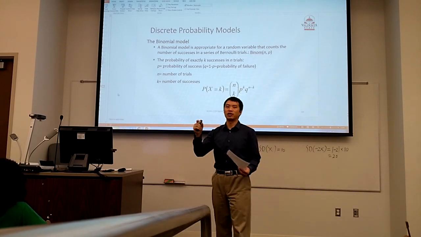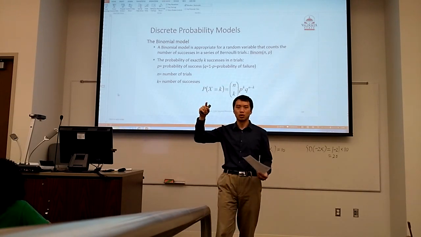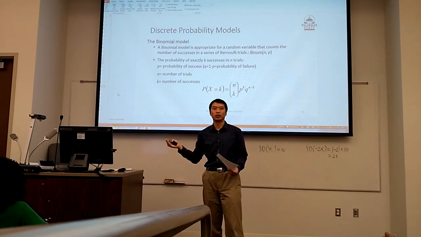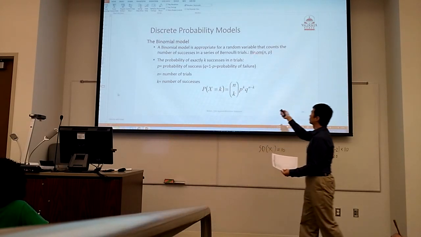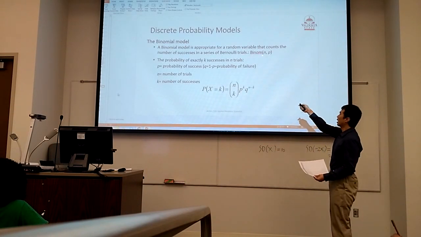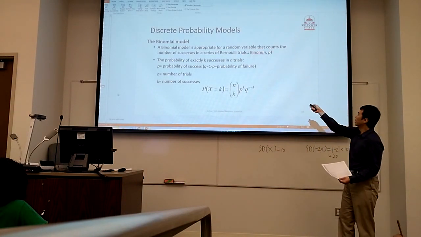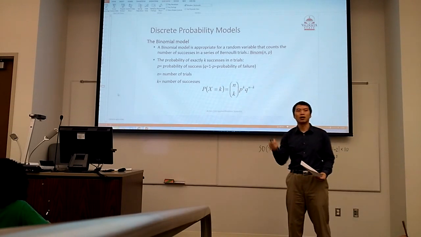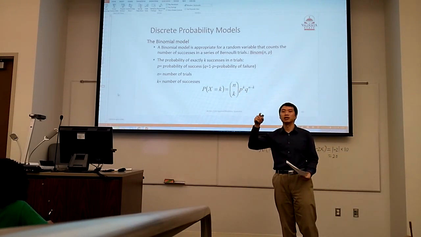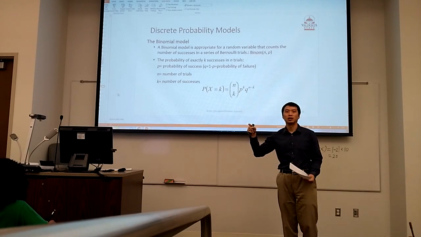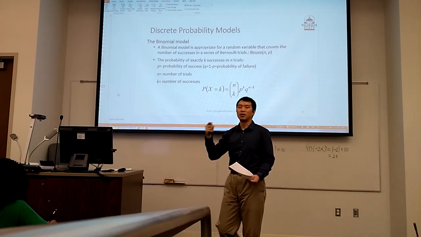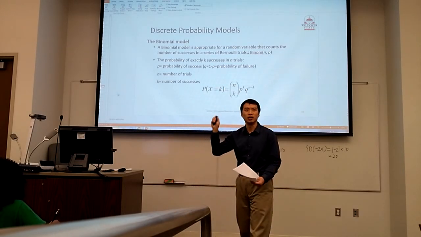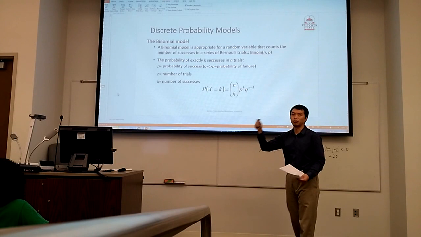The number of successes out of the total number of trials is still based on the Bernoulli trials. For this model, as you can see, we have 2 parameters, n and p. n is the total number of trials. I toss the coin 10 times, n is equal to 10. The salesperson made 20 presentations, so n is equal to 20. n is the total number of Bernoulli trials.